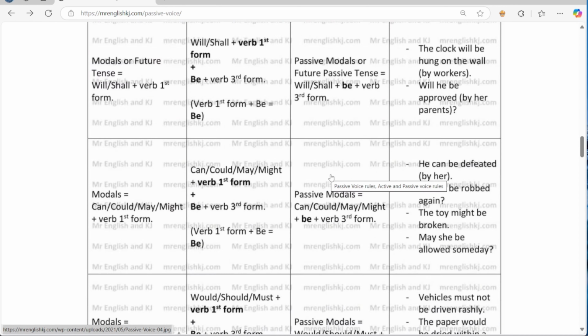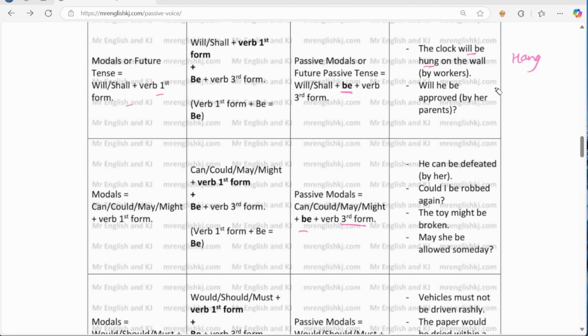Okay. Modals. Easy. In modals, there is always verb first form. So what we do, we add be to verb first form. What will we get? Always the be. Same be you will find, and then the third form. The same rule, be plus verb third form. Let's try. The clock will be hung on the wall. Clock is the receiver. Clock will be hung. In the future, it will be hung. Hang, third form is hung. Meaning someone will paste or hang the clock on the wall.